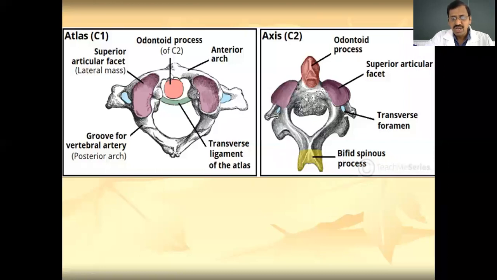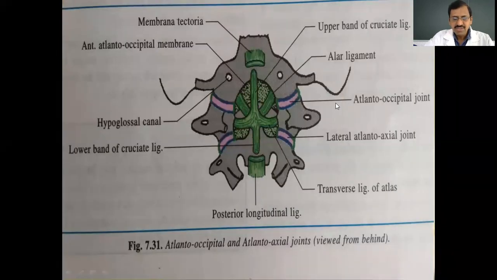There is no body in the atlas, and this is the body of the axis. These are the parts present in the two vertebrae. Next, you see in between these three bones, that is the basilar part of the occiput, atlas and axis, there are two joints. This one is the atlanto-occipital joint, and this is the atlanto-axial joint.